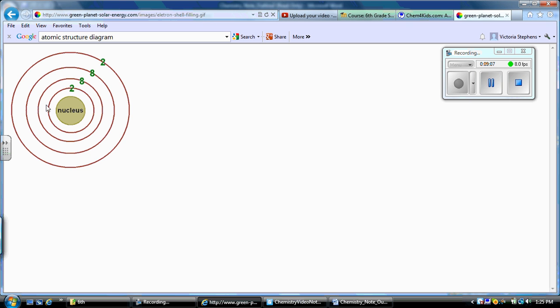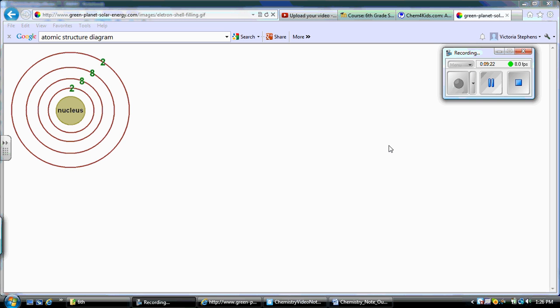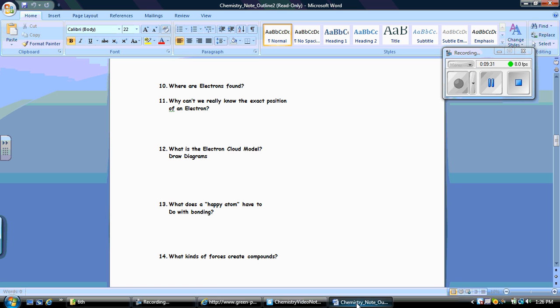For our purposes in 6th grade, we're probably only going to deal with the first 3 shells that electrons are in. So when you do this, you're looking at how many electrons an atom has, and you're going to put them in the shells. Now, you'll learn how to do this in the next section of notes. But you're probably going to want to draw this diagram in your notes, showing what an electron cloud model looks like.